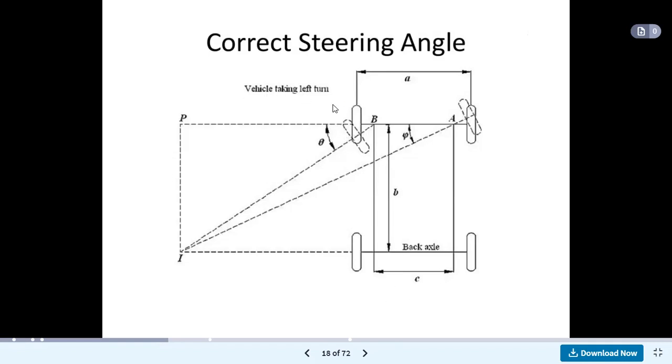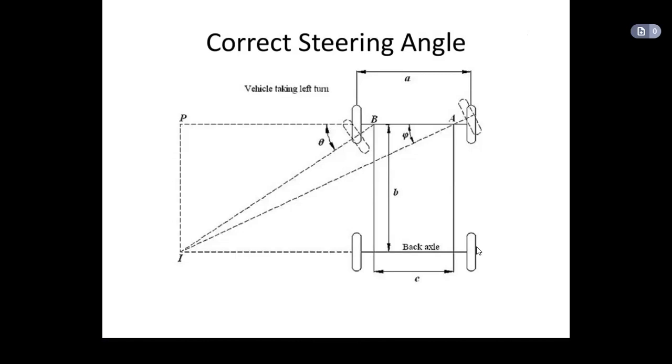So the vehicle is taking a left turn, for example. The rear wheels are in the stable condition, but motion takes place at locations B and A in this diagram. So B turns and A turns. If we consider the radius at location B, the radius is less, and if we consider the radius at location A, this distance is high, so the radius is more.